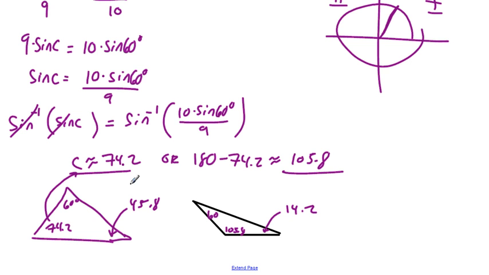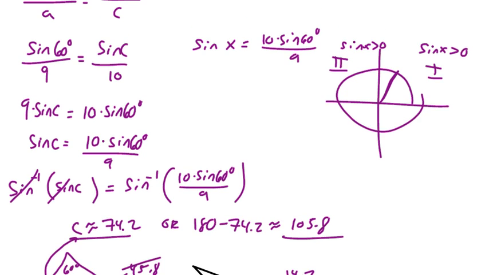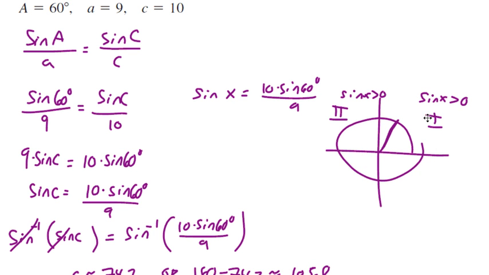So hopefully by drawing these two triangles, it shows you that C could be 74.2, and it's also possible that C can be 105.8. Just by looking at these two triangles right here. If that's not really helping you out, then hopefully using the unit circle will clarify that, knowing that on the unit circle sine is positive both in the first and the second quadrant.